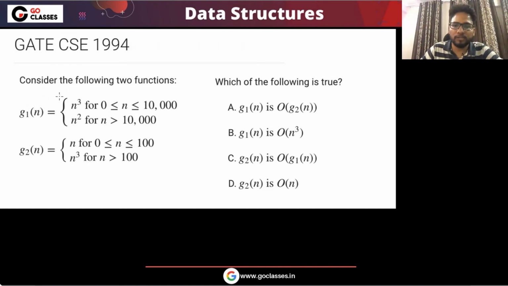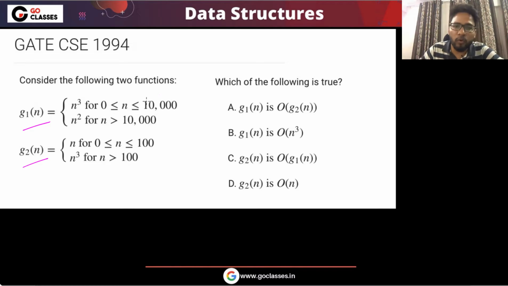Now let's solve this question. In this question, they are saying G1n is this and G2n is this, and they are comparing G1 and G2, right? In these kinds of questions, you might get confused about what to do. Like this n is less than or equal to that, and n is greater than that, and so on. These are just something to confuse you.